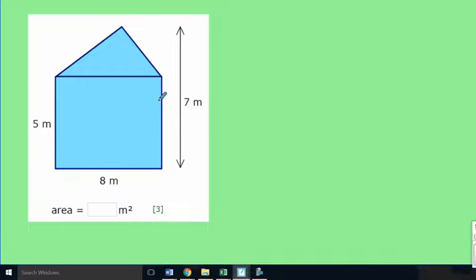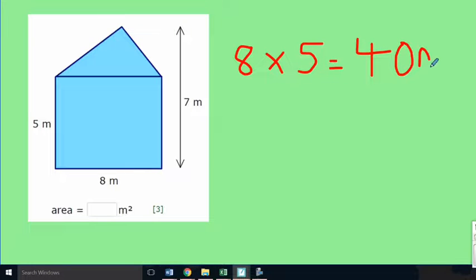Now we know from yesterday that the rule for the area of a rectangle is the base times the height, so the length times the width. So all we have to do is 8 times 5, which we know is 40, and we're working in meters squared. So I might then make a little note just here. So I know that the area of that part is 40.